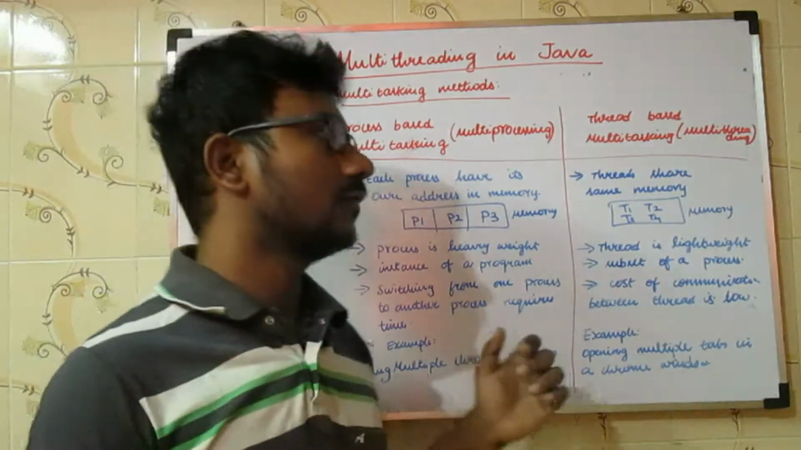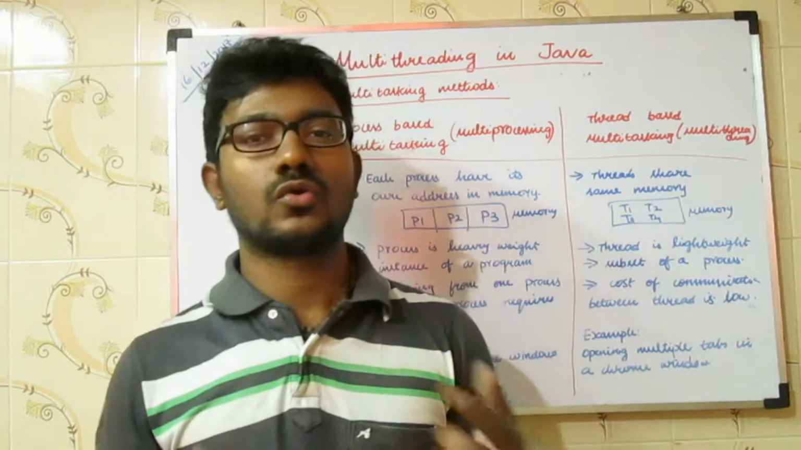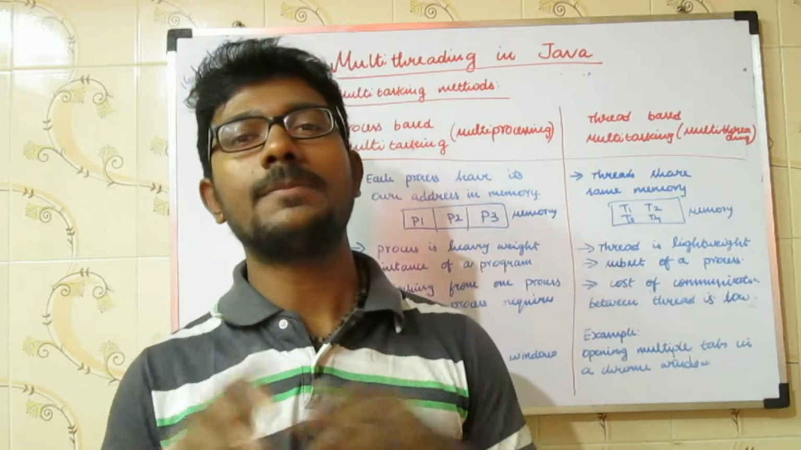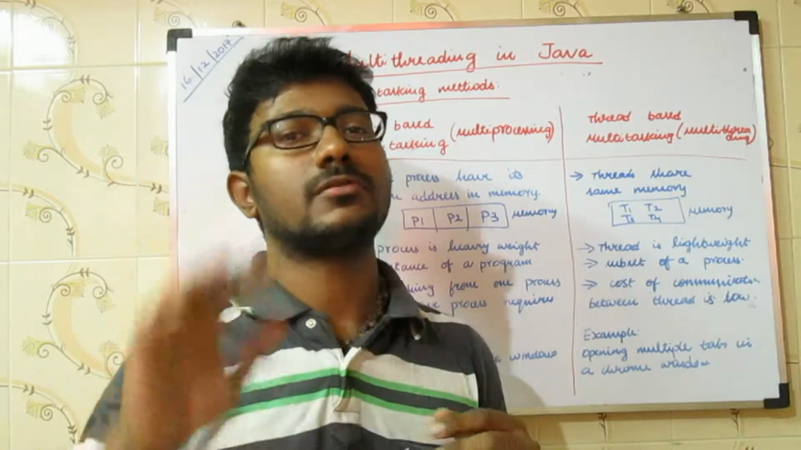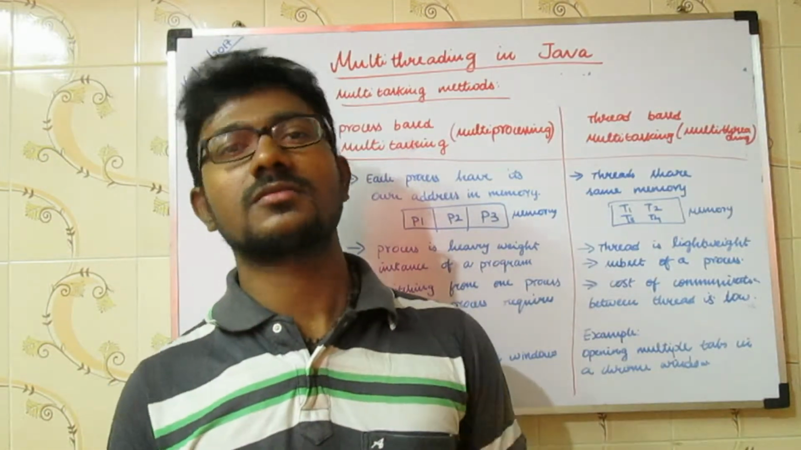So the real-time example for those is, for example, if you are opening a single Chrome window and you are trying to open multiple tabs in that window, that's multithreading. If you are trying to open multiple windows, that's multiprocessing.